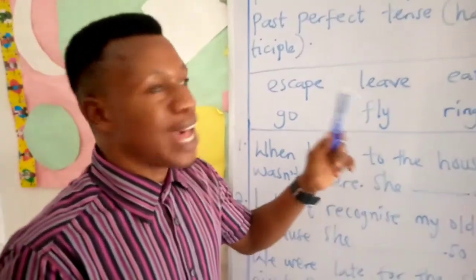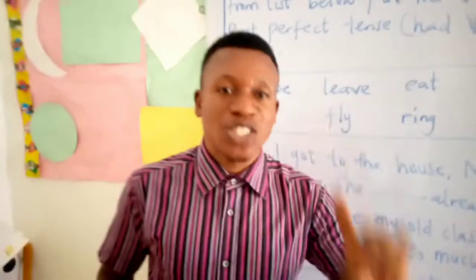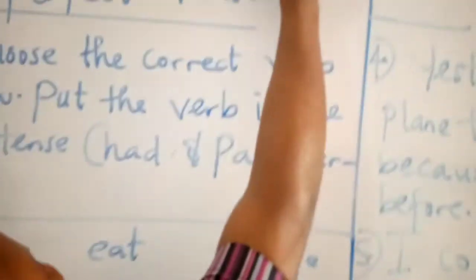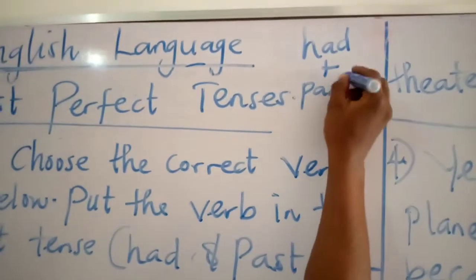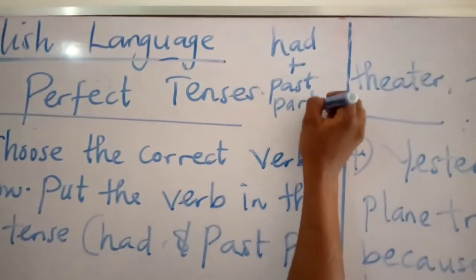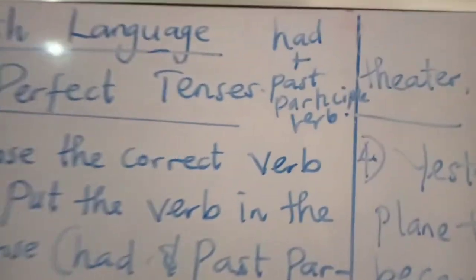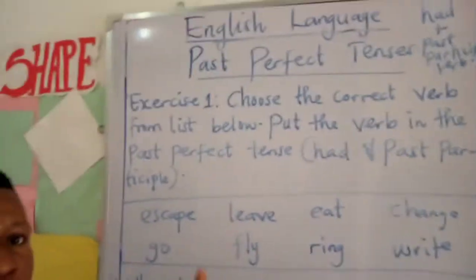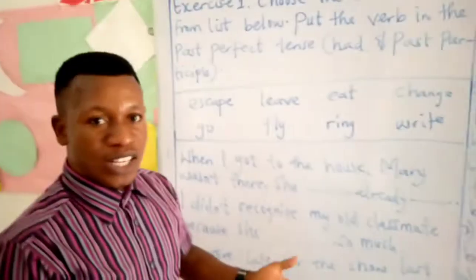Alright, coming back to what I have on the board, I told you in the last class that every past perfect tense must introduce the word had. Had plus the past participle verb. Had plus past participle verb. This is how you tell if your sentence is in the past perfect tense or not.